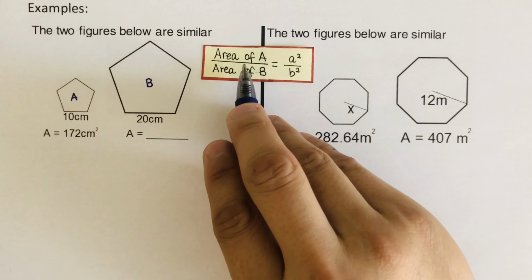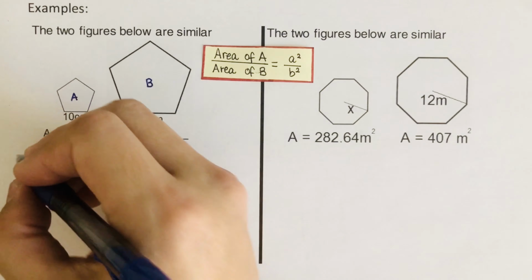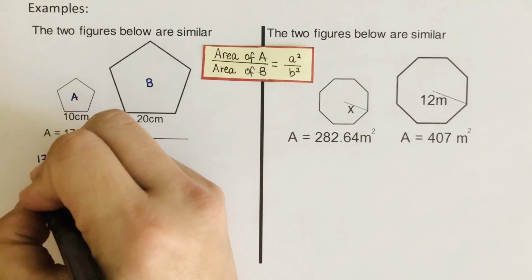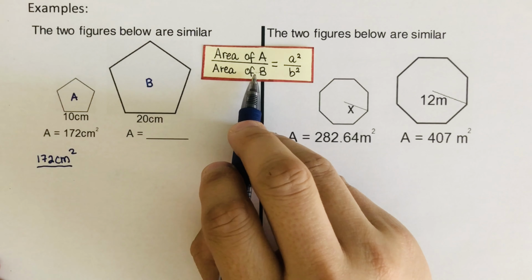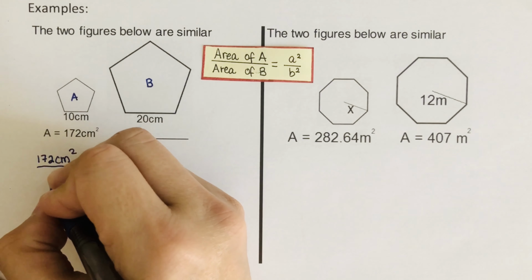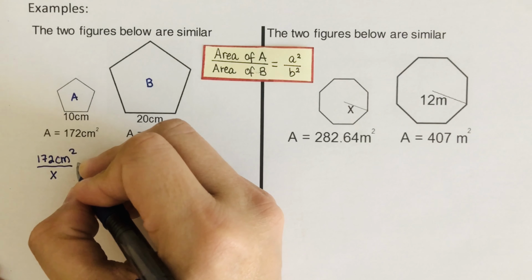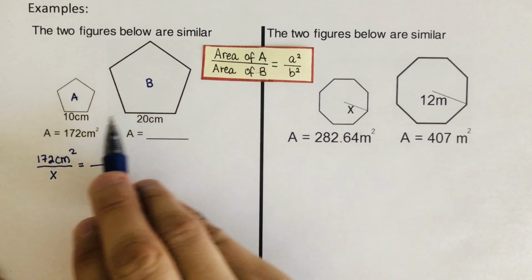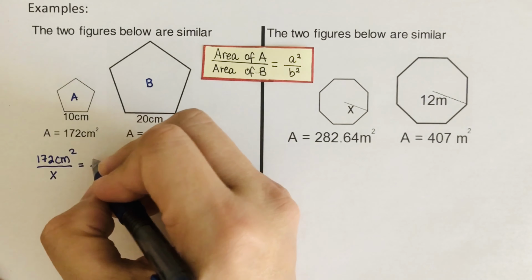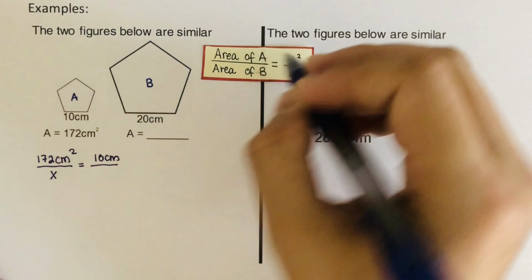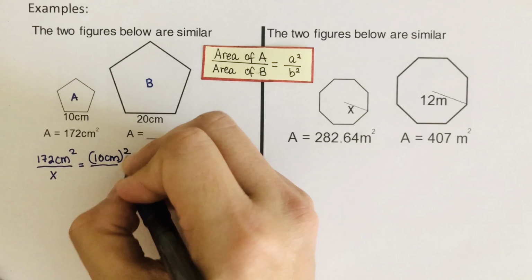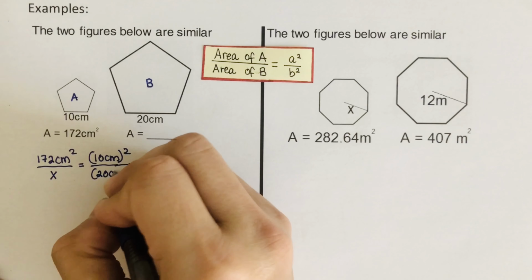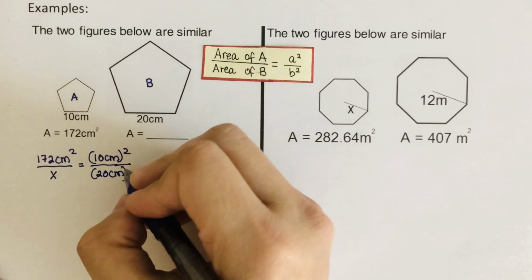We start with the area of Pentagon A is 172 centimeters squared over the area of Pentagon B. Let's just take this as X because that's missing. That's what we're looking for. It is equal to the side length of A, that is 10, but then again, it's supposed to be squared, so I'm going to square this. And then the side length of B is 20, so I'm going to write 20 centimeters, and again it's squared.